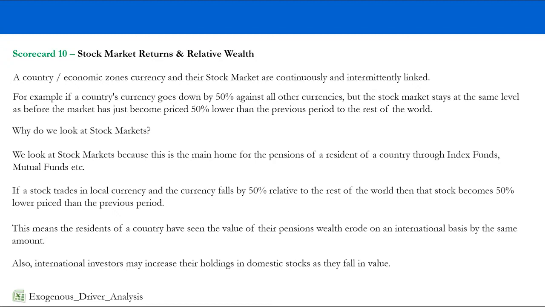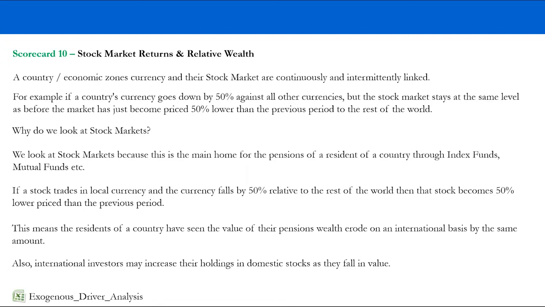And the reason why we're doing this is because a country or economic zone's currency and their stock market are continuously and intermittently linked. They're linked continuously on a daily basis. So for example, if a country's currency goes down by 50% against all other currencies in the world, but their stock market stays at the same level as before, then their stock market has just become priced 50% lower to the rest of the world versus the previous period.